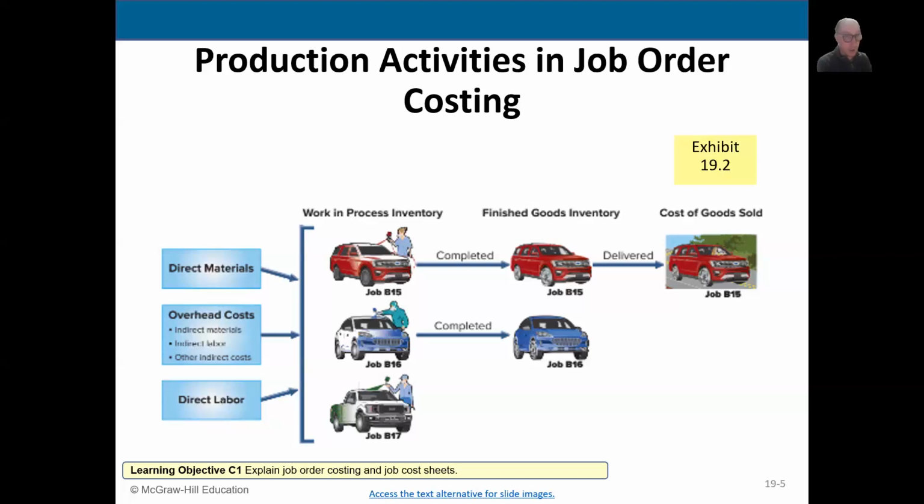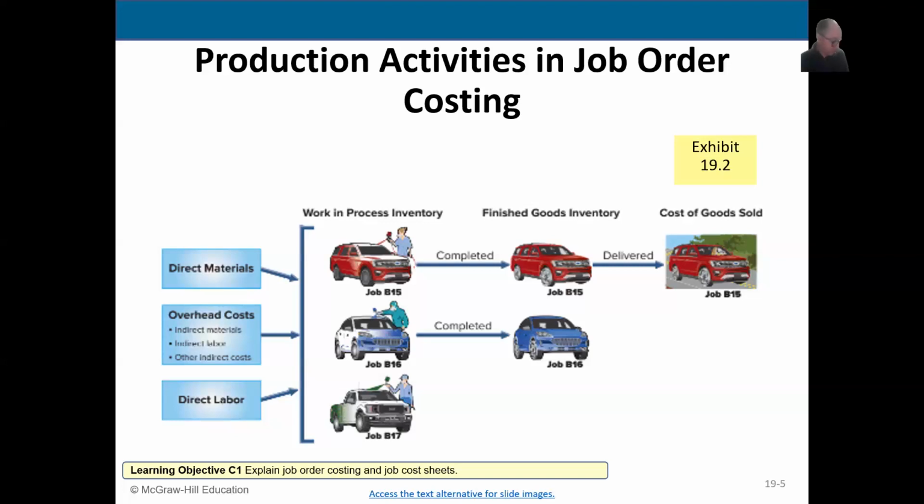Include indirect materials like the oil, indirect labor like the supervisor's salary, and then other indirect costs. That's my bread. Because remember, when I manufacture a product, I have direct materials, direct labor, and factory overhead. That all goes into work in process. Then the car rolls off the assembly line. It becomes finished goods.